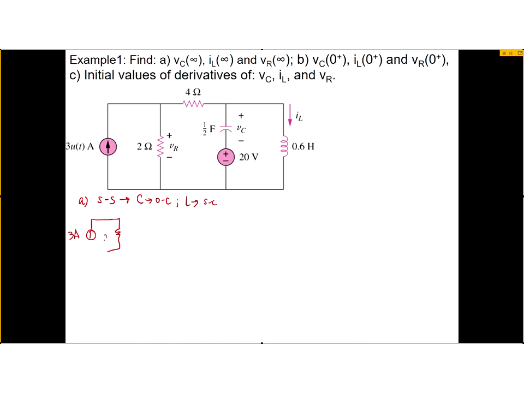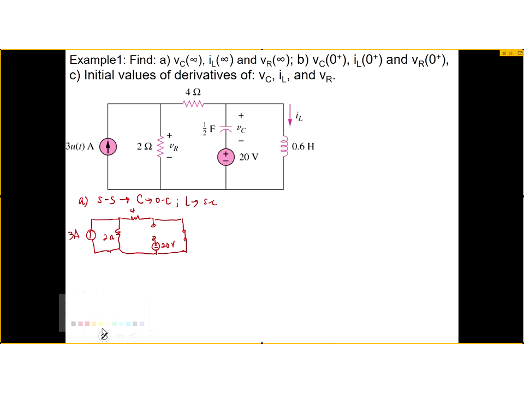And then I have my 2 ohm resistor here, and my 4 ohm resistor here. And what happens to the capacitor? I'm looking at steady state. It becomes an open circuit. And of course, I always have my 20 volt source here that's always on, t less than 0, t greater than 0. And then I have my inductor here. What happens to the inductor? Short.